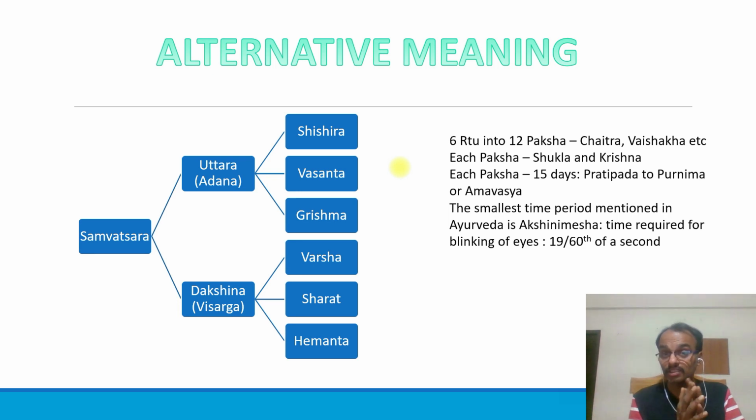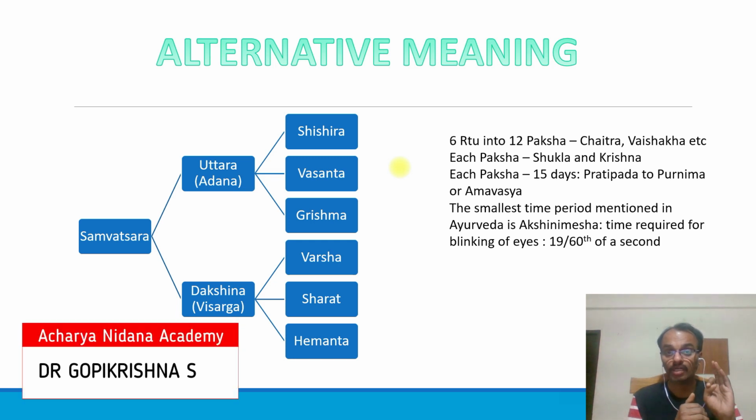Further, the 6 Ritu are subdivided into 12 months: Chaitra, Vaishakha, Jyeshtha, Ashada, Shravana, Bhadrapada, Ashvija, Kartika, Margashirsha, Pushya, Magha and Phalguna. Each of these is divided into two Pakshas: Shukla Paksha and Krishna Paksha. Shukla Paksha has 15 days from Pratipada to Purnima, whereas Krishna Paksha again has 15 days from Pratipada to Amavasya. Each Paksha is thus subdivided into 15 days.